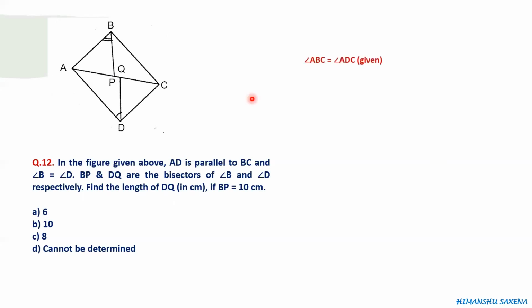Now here ABC is equal to ADC, this is given. So this is angle ABC and this is ADC, this is given. So B is equal to D. And ACB is equal to CAD. So here it is ACB and here it is CAD. So these two angles are also equal. Why? Because they are alternate angles. This line BC and this line AD are parallel, and these two lines are intersected by a transversal.